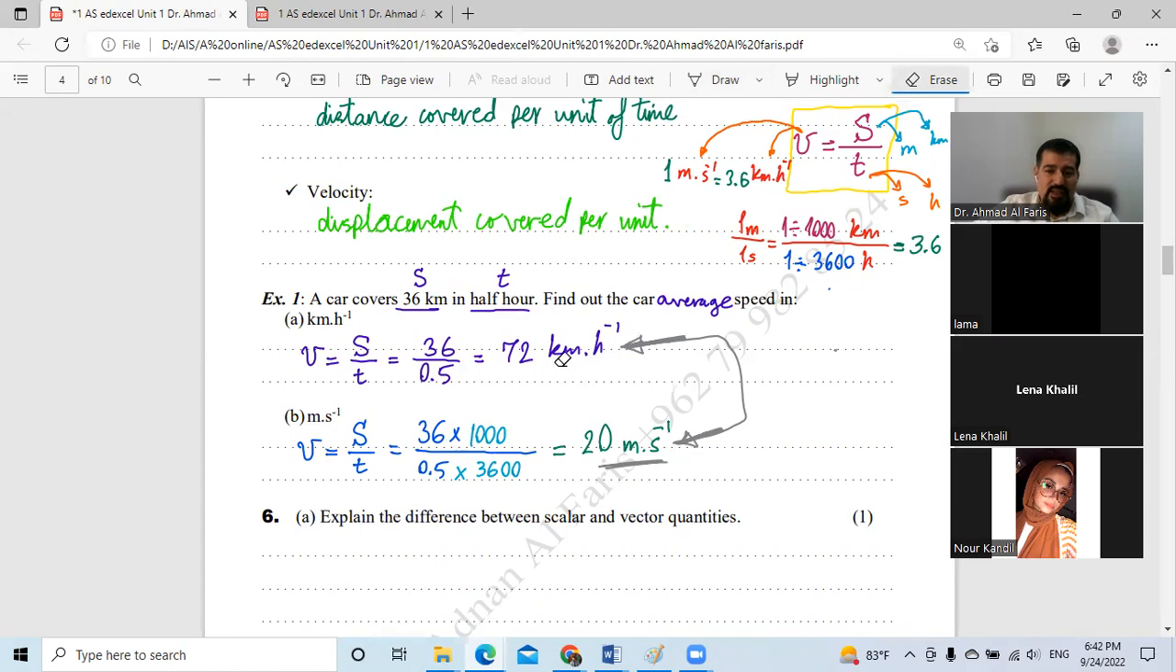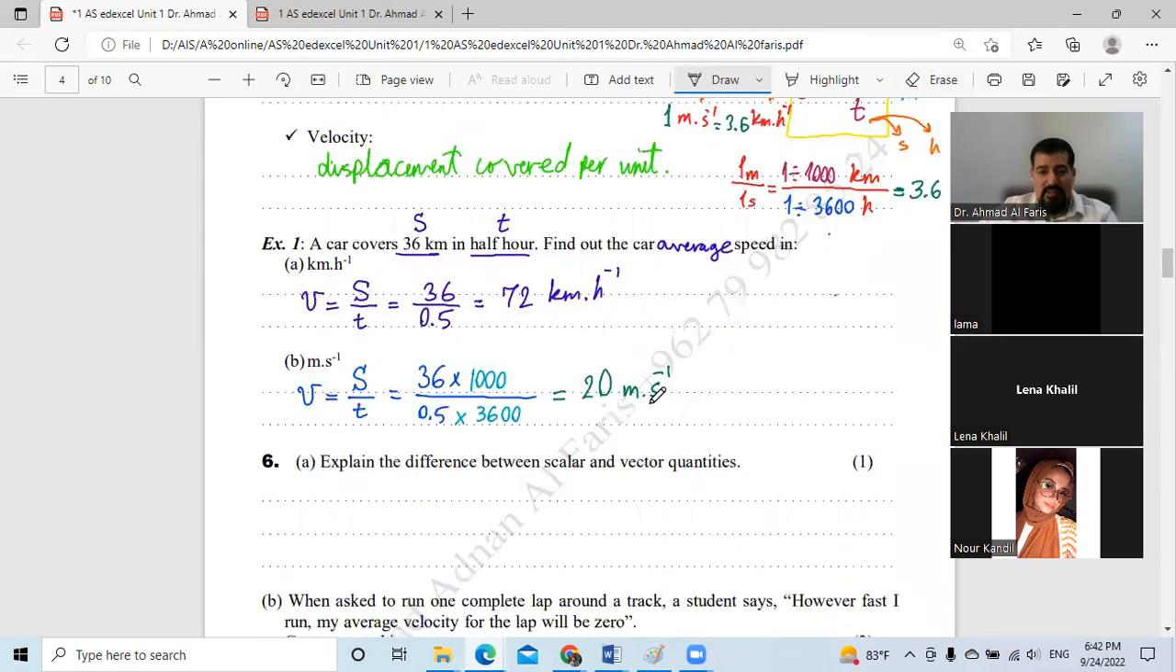Exactly. Thank you, Yusuf. Thank you, Muhammad. They are the same. We're talking about the same car, but different units. 72 kilometers per hour is 20 meters per second. We are talking about the same thing here. Okay, so yes, this is one question.